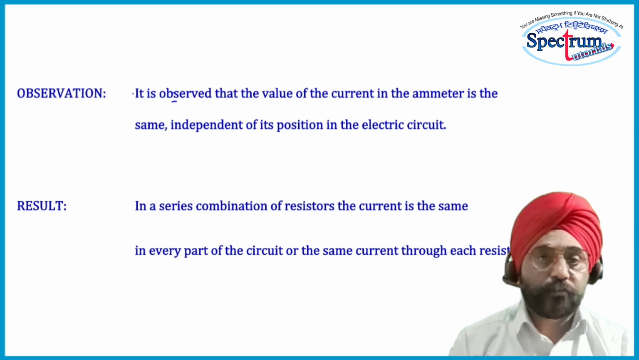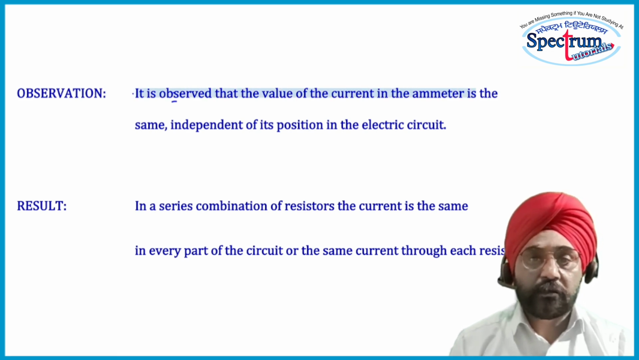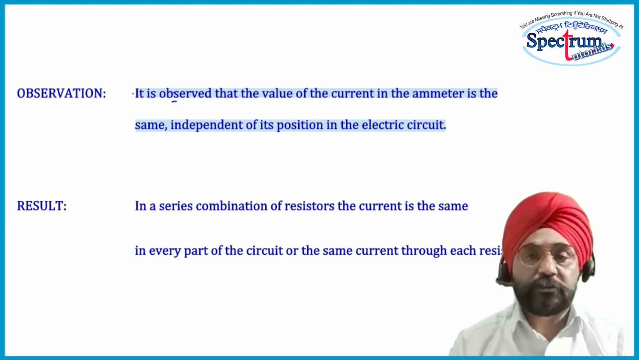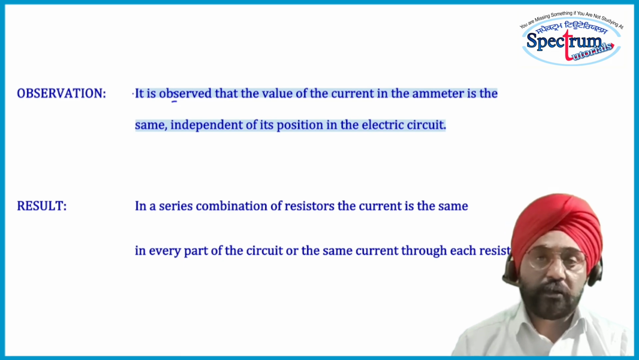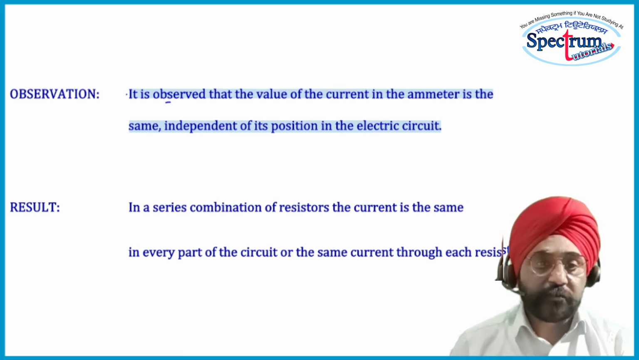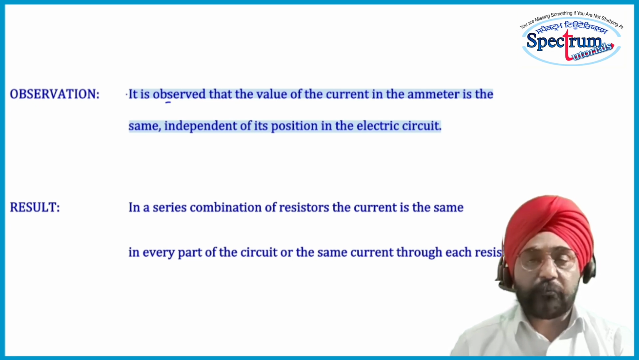combination. Observation: it is observed that the value of the current in the ammeter is the same independent of its position in electric circuit. The current remains same whether the ammeter is connected between two resistors or anywhere else. So it is independent of the position in the circuit. Result of this activity: in a series combination of resistors, the current is same in every part of the circuit, or the same current flows through each resistor.